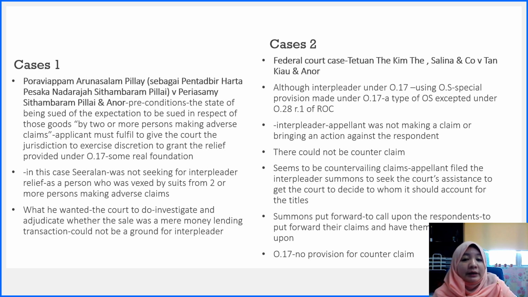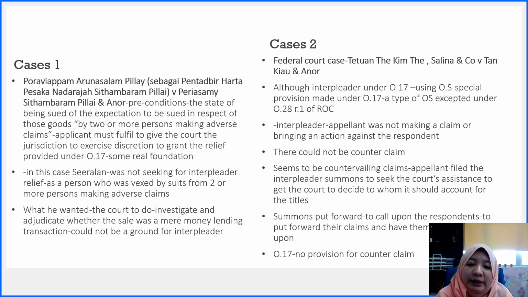The interpleader, in this case the appellant, was not making a claim or bringing an action against the defendant. There could not be a counterclaim. In this case, when there seem to be countervailing claims, the appellant filed the interpleader summons to seek the court's assistance to decide whom the titles should go to. The summons required the respondents to put forward their claims.